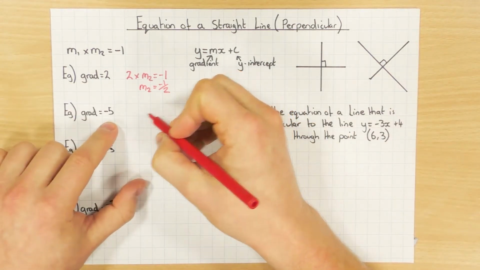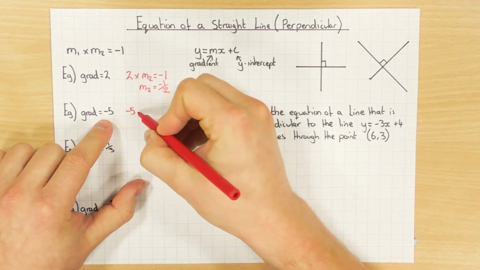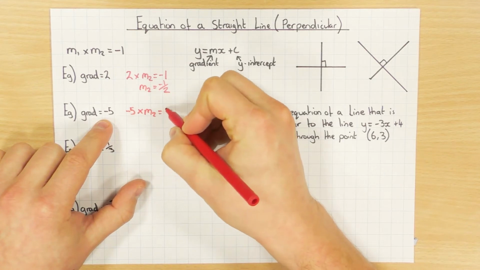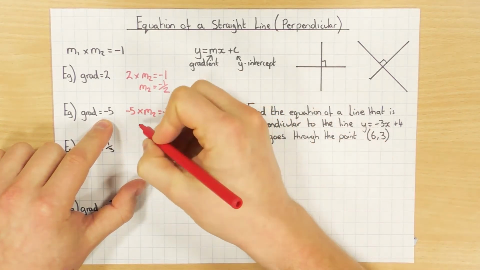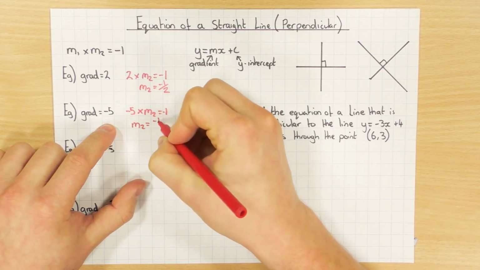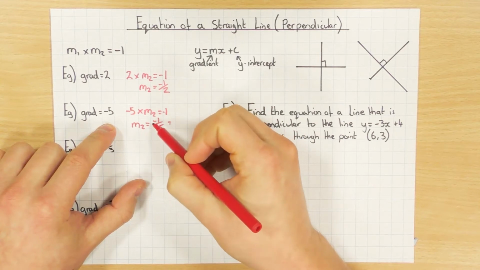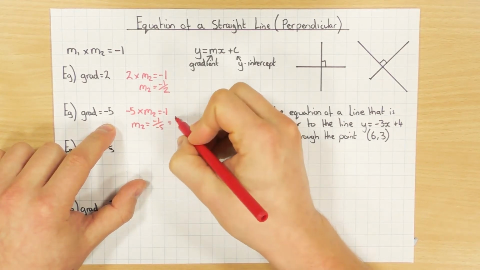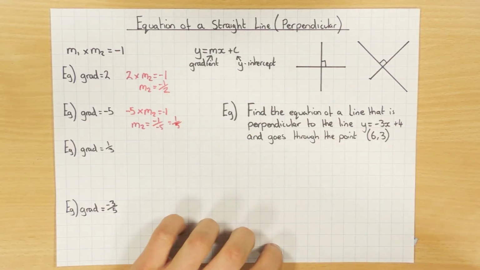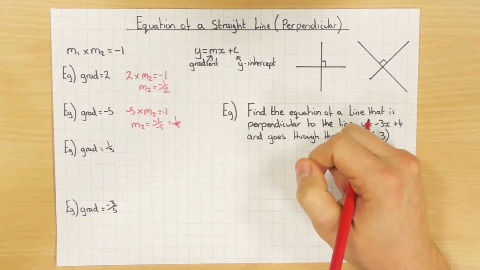Same thing for the next one here. If the gradient of one line is minus 5, then the perpendicular gradient, well, I times the two together, must be minus 1. So all I do is just divide by minus 5. So the gradient will be minus 1 over minus 5. Minus 1 divided by minus 5, well, a minus divided by a minus is a positive. So it's just 1/5. Okay, so that's quite nice and easy when they're whole numbers. Gets a little bit trickier when they're fractions.